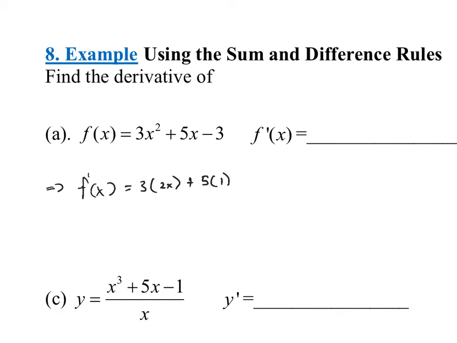And then if you remember, what's the derivative of negative 3? Negative 3 is a constant. The derivative of a constant is 0. So you could have done plus or minus 0. It doesn't really matter there. So what do we have when we simplify? 3 times 2x is 6x. 5 times 1 is 5. The final answer would be 6x plus 5.